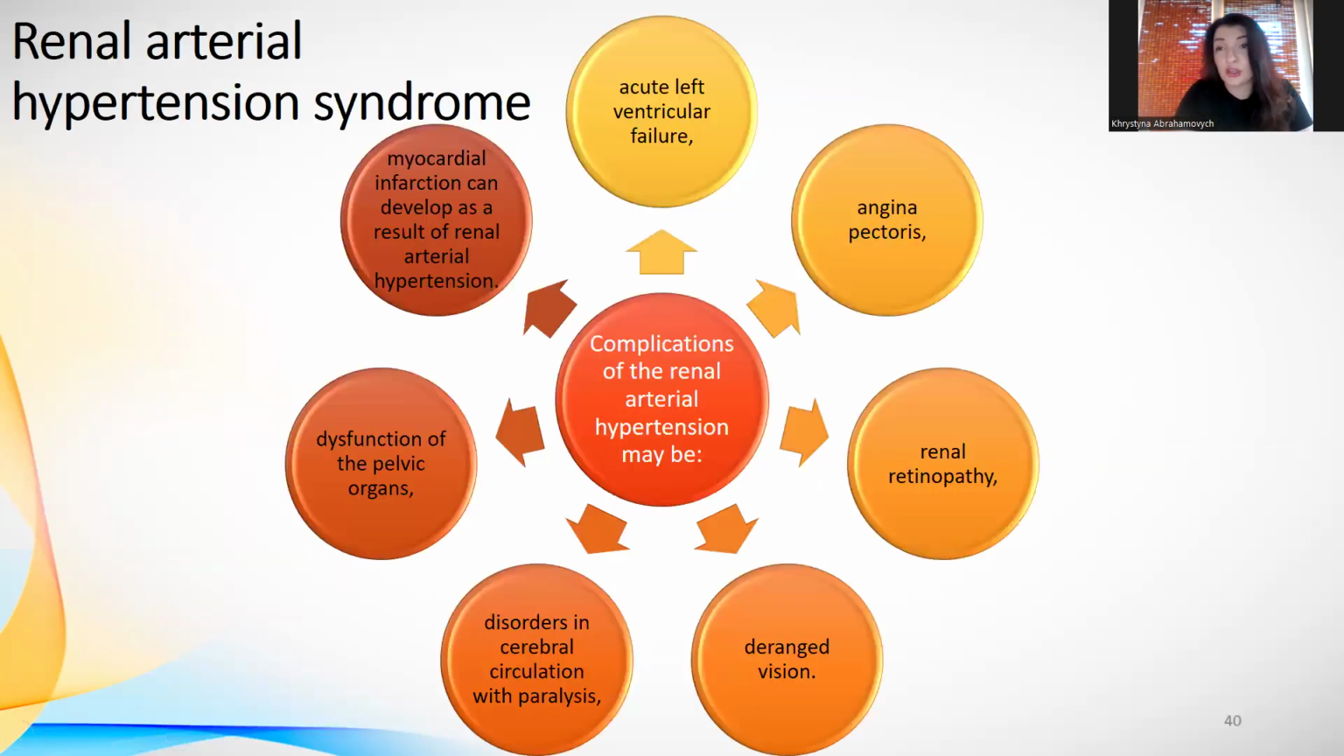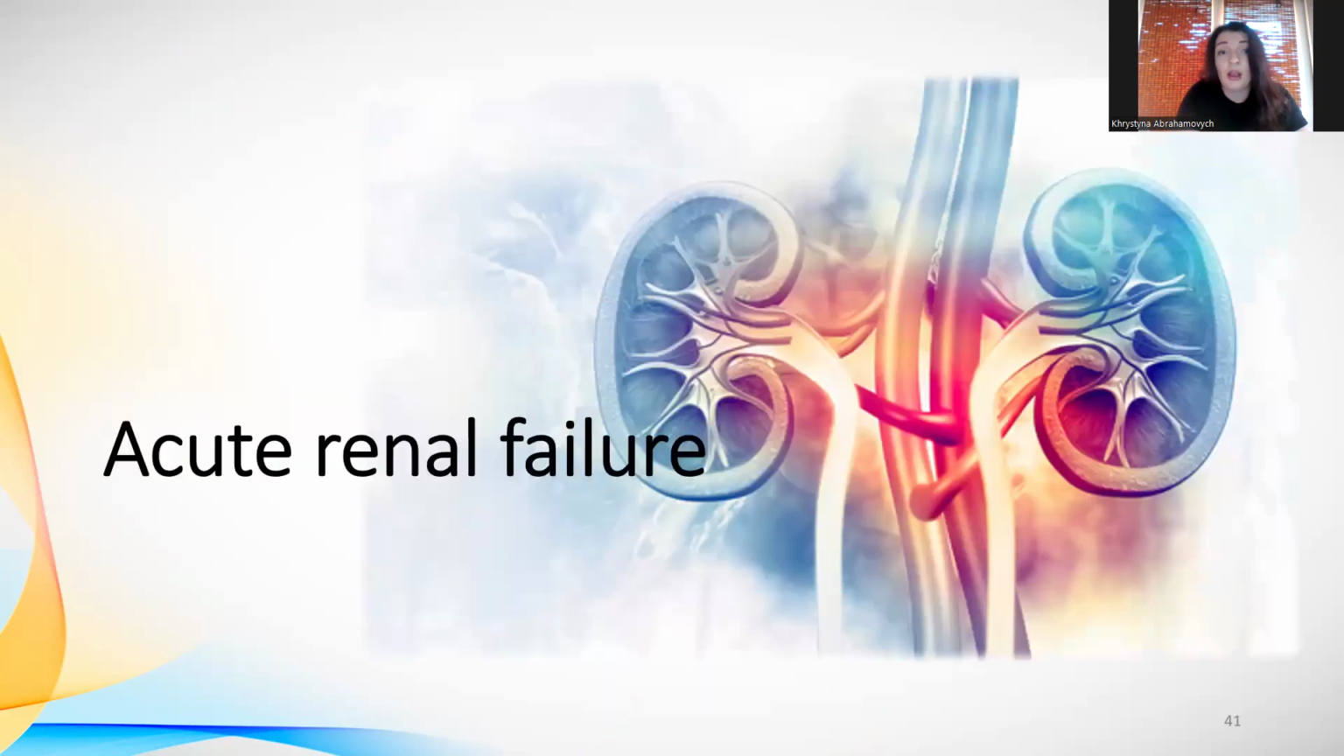As a complication of renal artery hypertension, here we have angina pectoris, renal retinopathy, deranged vision, disorders in cerebral circulation, it may occur even with paralysis, dysfunction of pelvic organs, myocardial infarction, heart failure, etc. Next is acute renal failure.